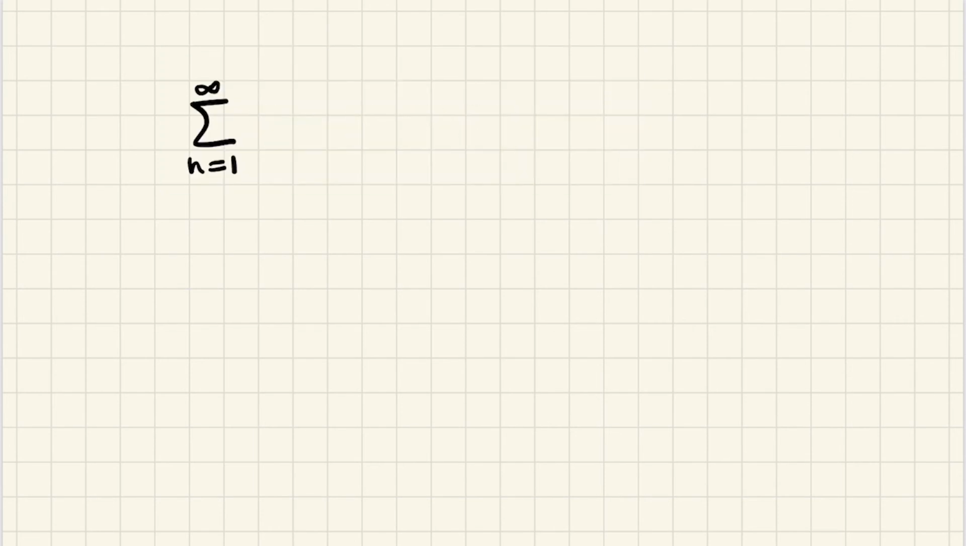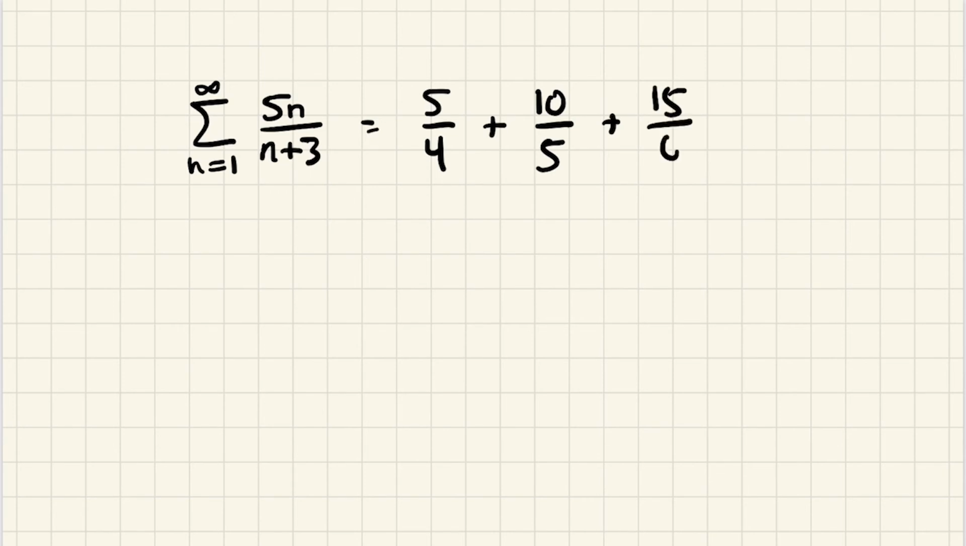Well, what if we had something like 5n over n plus 3? Well, what's the first term of this thing? We're going to get 5 over 1 plus 3 is 4. And what's the second term of this thing? Well, we're going to get 10 over 2 plus 3 is 5. And what's the third term? Well, we're going to get 15 over 6. And then we're going to get 20 over 7. Does this converge or diverge?